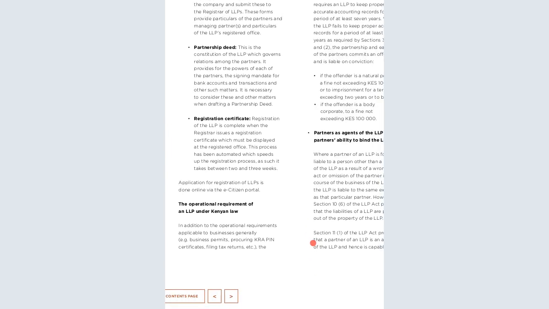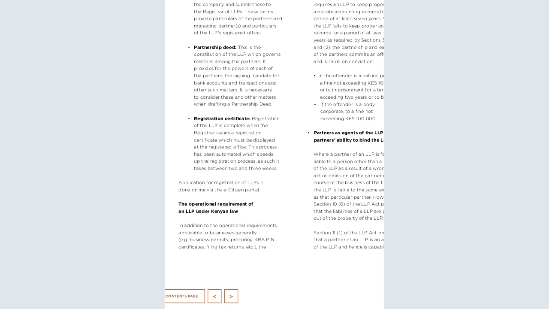Then we have the registration certificate. Registration of the limited liability partnership is complete when the registrar issues a registration certificate, which must be displayed at the registrar's office. This process has been automated, which speeds up the registration process. As such, it takes between 2 to 3 weeks, just like a private company. The application for registration of the limited liability partnership is done online via the eCitizen portal.